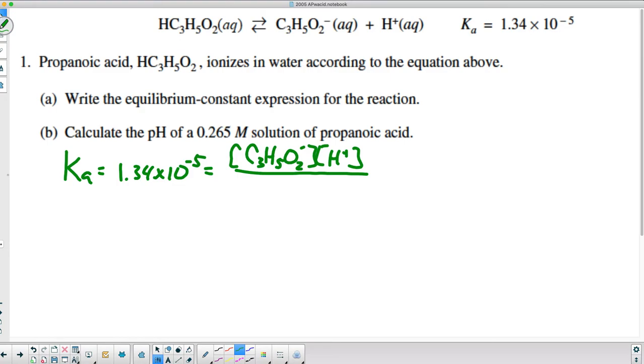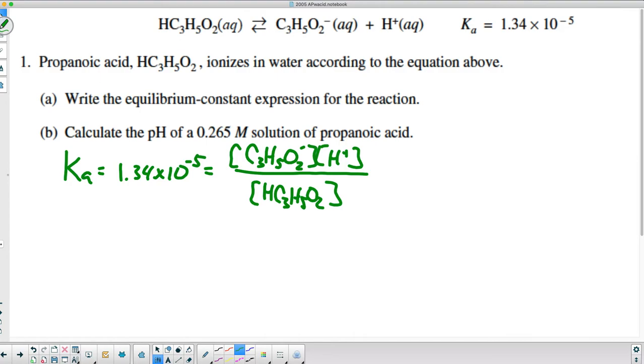This uses the H plus instead of the hydronium ion, H3O plus. It makes no difference to us what they're using. Either one is fine. And that looks like that. So here is our first one. You should be able to do that, no sweat.